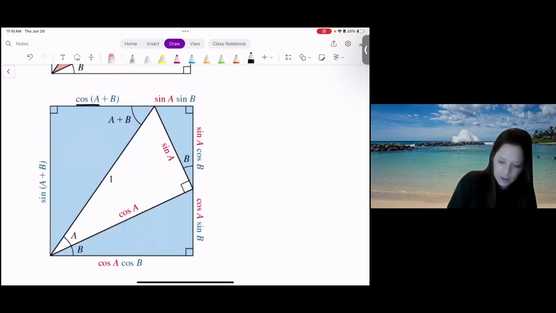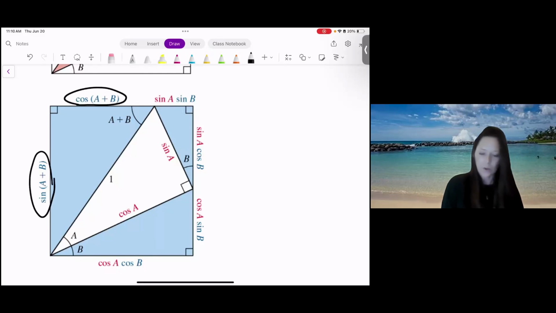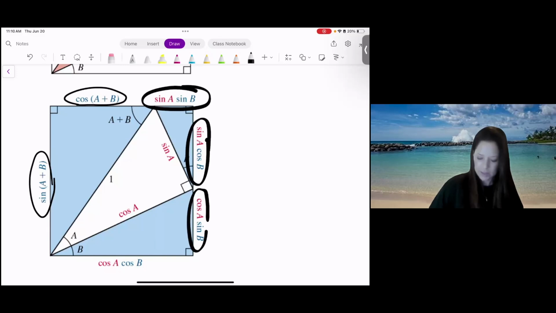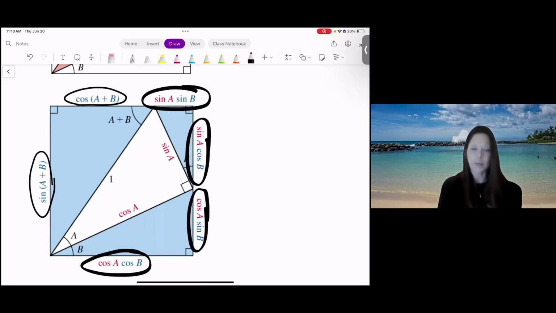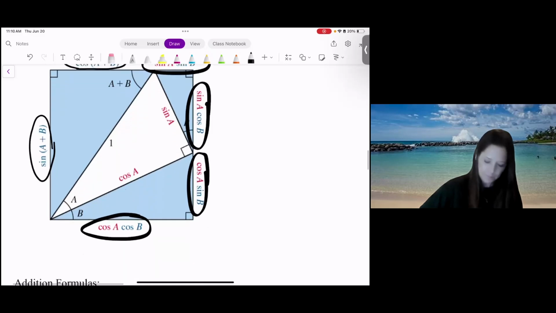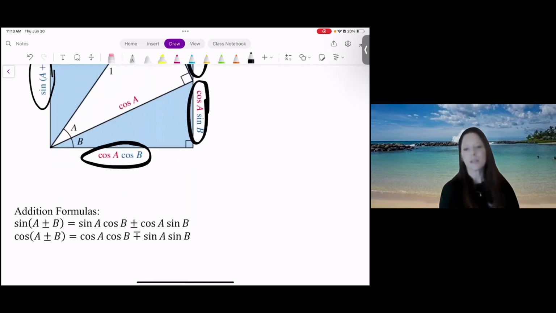We're going to be talking about cosine and sine, and then they're going to use some version of sine and cosine together, or sine and cosine separated by an addition sign. So these addition formulas: the sine of a plus b is equal to the sine of a cosine of b plus cosine of a sine of b. And then the subtraction is the same thing with the minus sign.